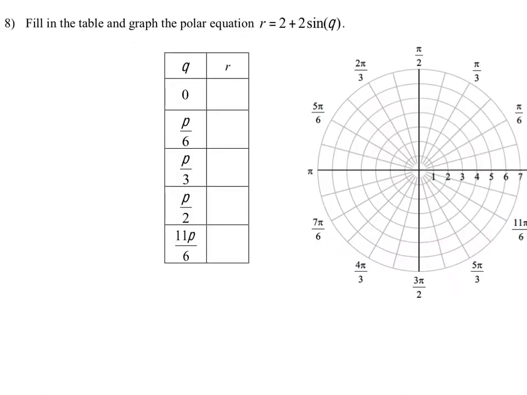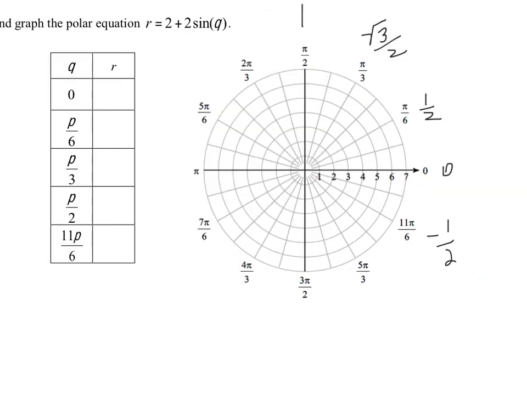Okay, for the next problem, we're going to fill in the table and graph the polar equation, r equals 2 plus 2 sine of alpha. And so since we know that this 2 plus 2 is going to give us a heart shape, we know right away that we should be getting a heart shape when we graph this. So the first thing I'm going to do is find all of my r values.